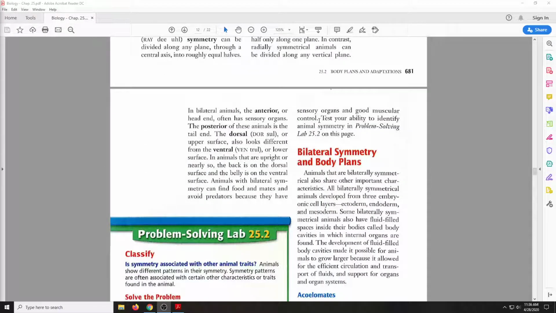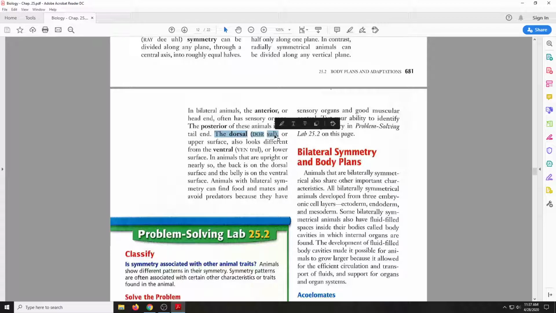In a bilateral organism, the anterior is called the head end, and it often has the sensory organs like your ears, mouth, nose, things like that, your eyes. The posterior of these animals is the tail end. I'm sure you've heard of your butt being called your posterior.